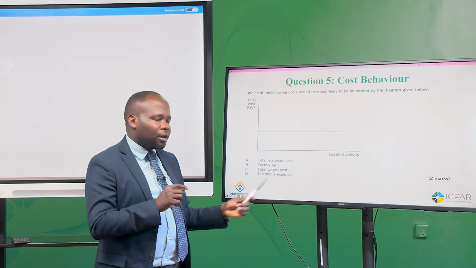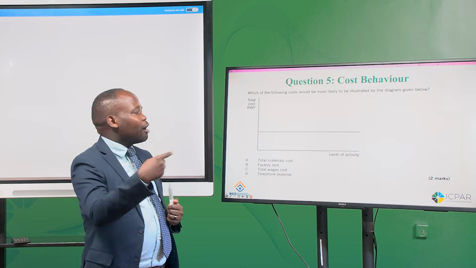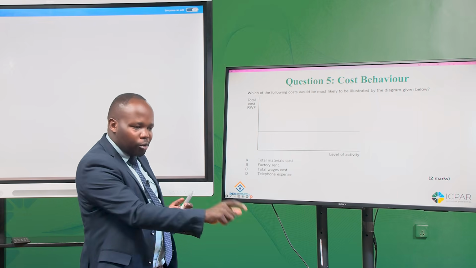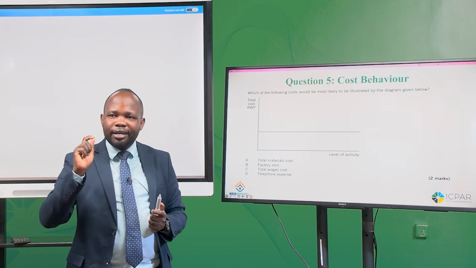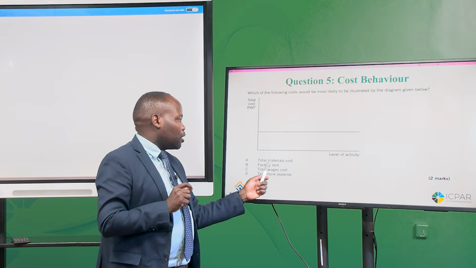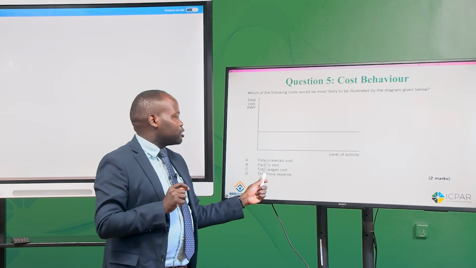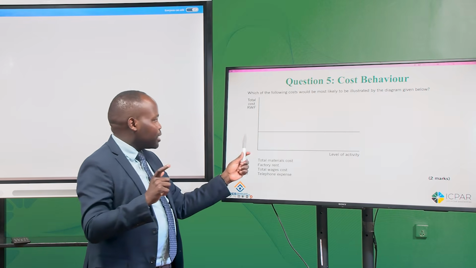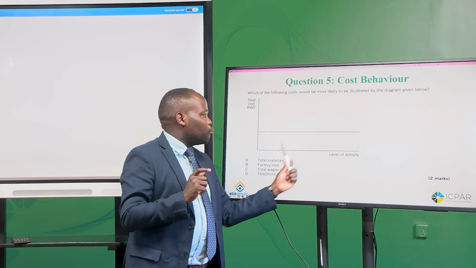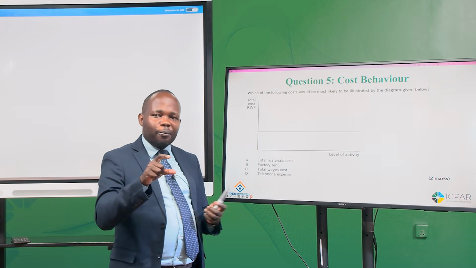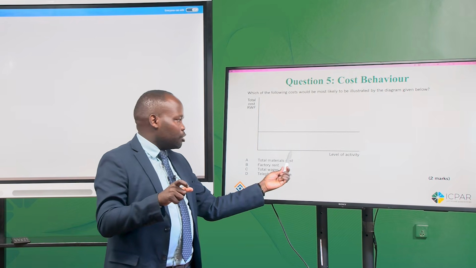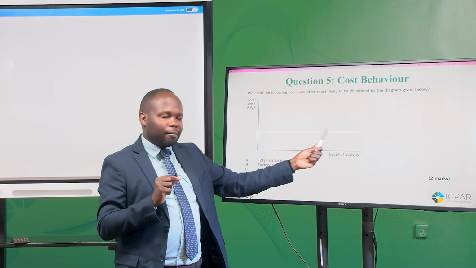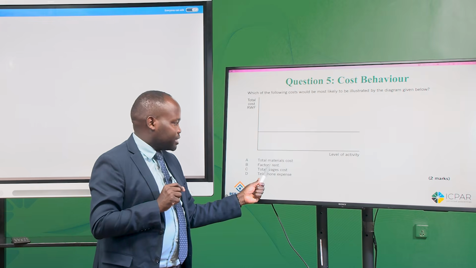Total material cost. Material cost changes with output. It changes with activity. The more we produce, the more timber we will need if we are making chairs or tables. So total material cost is not fixed, it is variable. Factory rent, that's the correct answer, because the rent does not change with the units of production. Whether you produce 10 units, 20, 30, or even 100 units, the rent will remain the same. So rent is an example of a fixed cost.